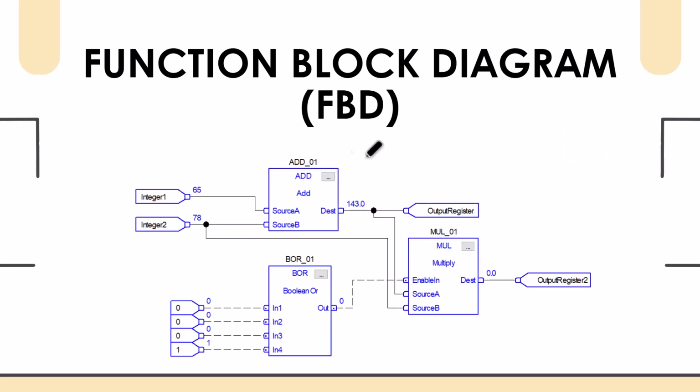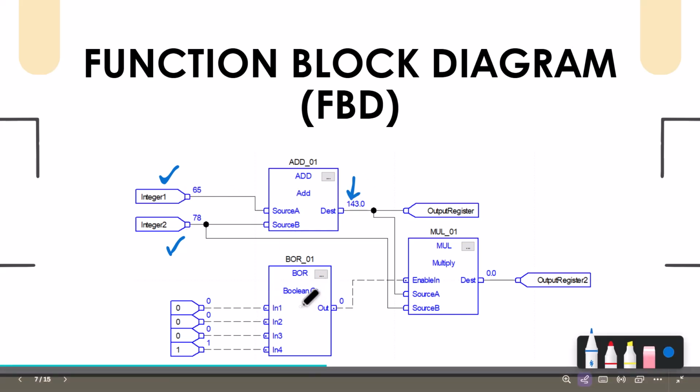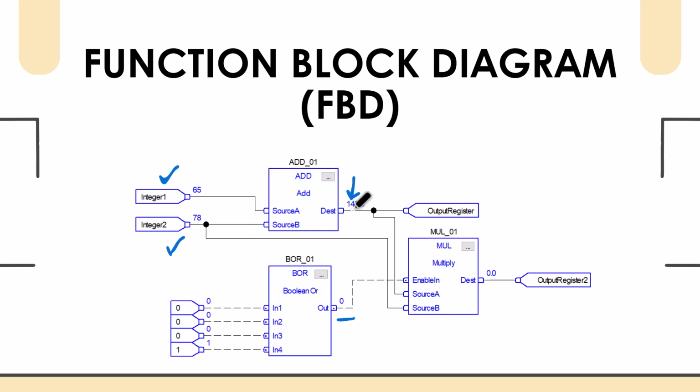Here is the typical function block diagram language. As you can see, we are adding two integer values, integer 1 and integer 2, and the destination will have the result of these two integers. Further, you can see that this boolean block processes these four inputs and stores the result in this specific output. Further, we can have the lines coming out from these blocks, and we can use them at the various inputs of other function blocks as well.